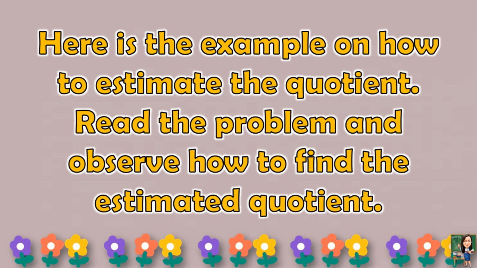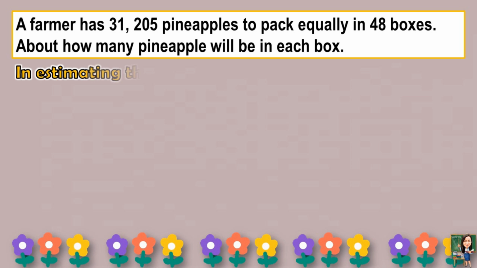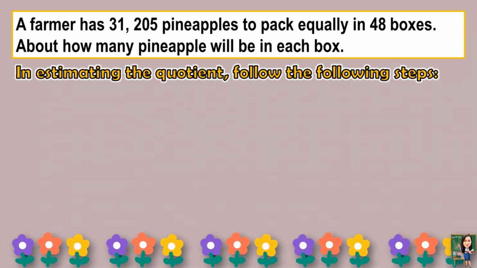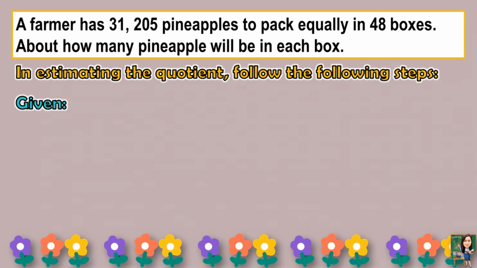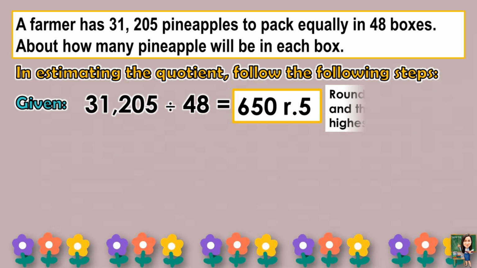Here is the example on how to estimate the quotient. Read the problem and observe how to find the estimated quotient. A farmer has 31,205 pineapples to pack equally in 48 boxes. About how many pineapples will be in each box? In estimating the quotient, follow the following steps. The given is 31,205 pineapples divided by 48 boxes. So the answer is 650, remainder 5.